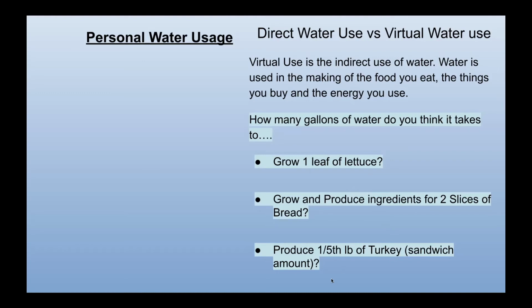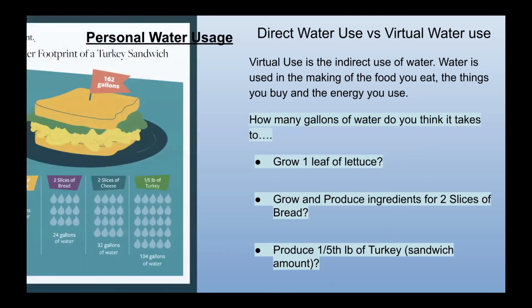And then the next one, make your guess: how many gallons of water do you think it takes to produce 1/5 of a pound of turkey? That's usually about the amount of turkey you would put in a turkey sandwich. Go ahead and make your guesses for each of those, and I'm going to show you the answer. And it's kind of surprising.